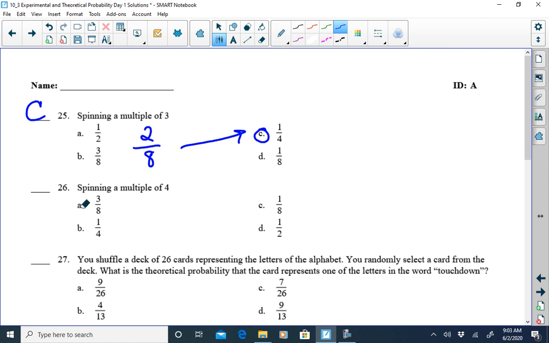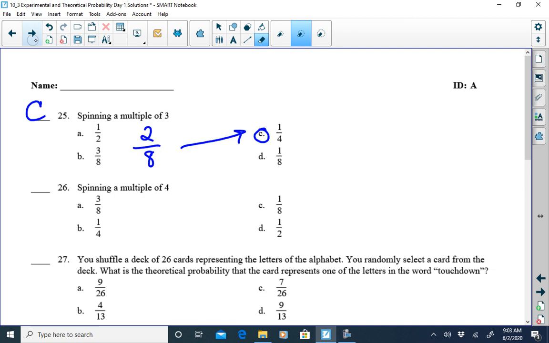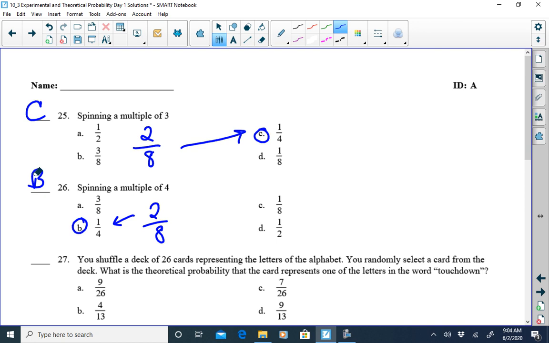Question 26 asks for the theoretical probability of spinning a multiple of 4. Well, so I come back here. My multiples of 4 are going to be just 4 and 8. So once again, out of our 8 possible outcomes, 2 of those outcomes are multiples of 4, and 2 out of 8 would simplify to answer B, 1 out of 4.